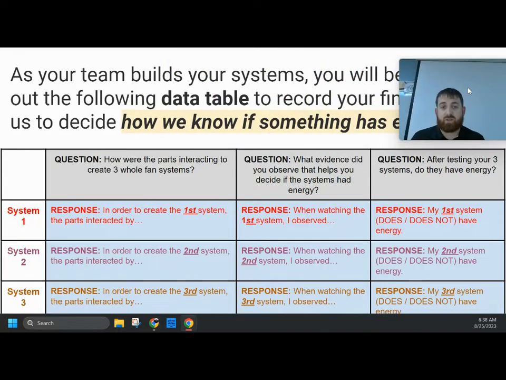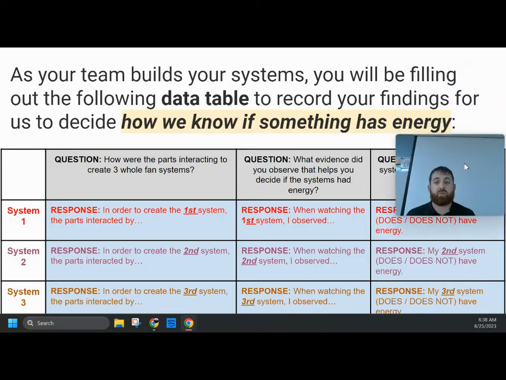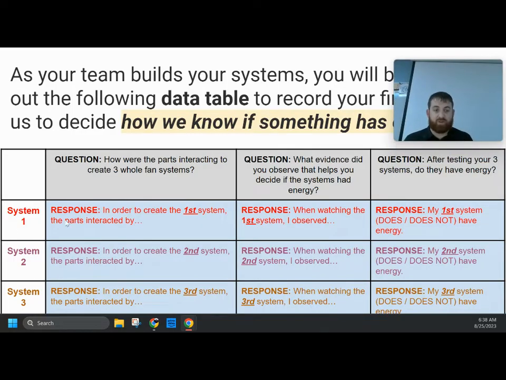So, as your team builds your systems, you'll be filling out the data table that we see below to record your findings on how do we decide if something has energy. As you create your first system, you'll be answering three different questions about it. Once you create your second one, you'll be answering the same set of questions, and third, and so on. So let's go ahead and take a look at these questions and what we'll be doing.